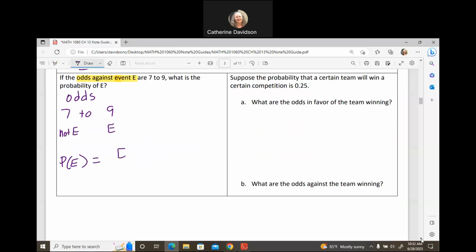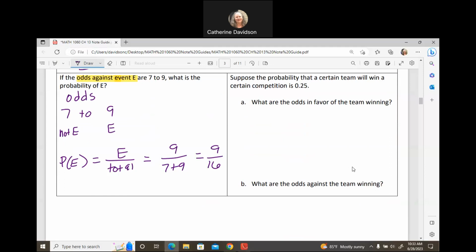So that's going to be E over the total. E is 9, and the total will be 7 plus 9. You can put that in your calculator. I already know it doesn't reduce. Okay, so it's 9/16. Odds break up. It gives you a ratio of what you want to what you don't want, whereas probability is what you want over the total. So the odds breaks up the total. Okay.